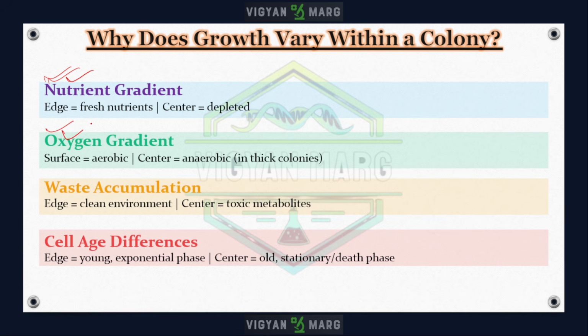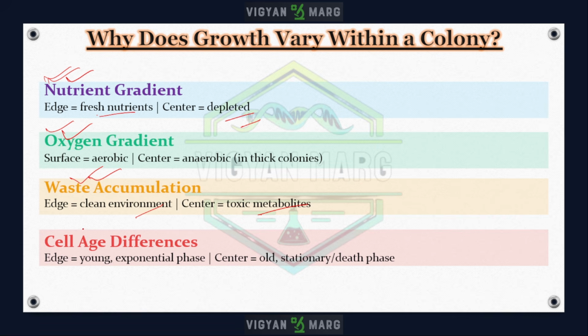You understood? This is the oxygen gradient. You have to think about it. And then waste accumulation: during the incubation period, metabolic waste products accumulate more in the center, creating a more hostile microenvironment. The edges will be clean and the center will be toxic, with metabolites accumulated. In the edges of the plate the fresh nutrient will be there, and in the center the nutrient will be consumed and depleted.